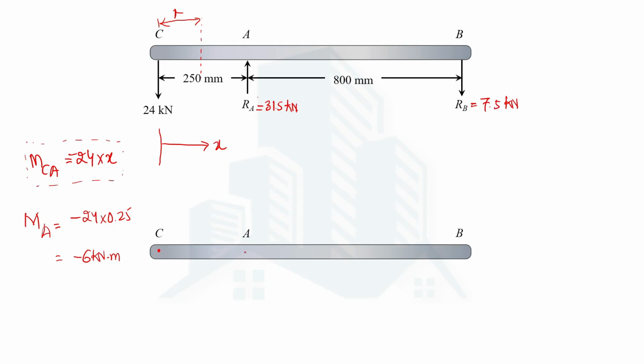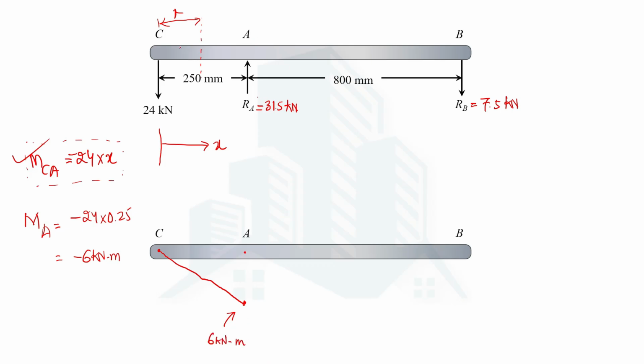So at point A, we have moment of minus 6 kilonewton meter, and as the moment between point C and A varies linearly, there will be a straight line between these 2 points. The slope of this variability of the moment is being calculated using this equation. Over here we have a magnitude of 6 kilonewton meter.